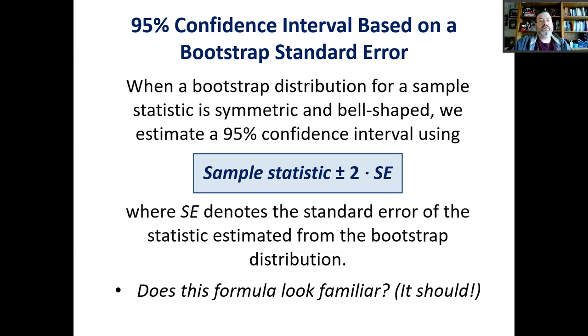When we have a symmetric bell-shaped bootstrap distribution, we use this formula: sample statistic plus or minus 2 times the standard error. And SE is the standard error of the statistic estimated from the bootstrap distribution. And at the bottom, of course, does it look familiar? It should. It's the same formula we used in an earlier section in chapter 3.